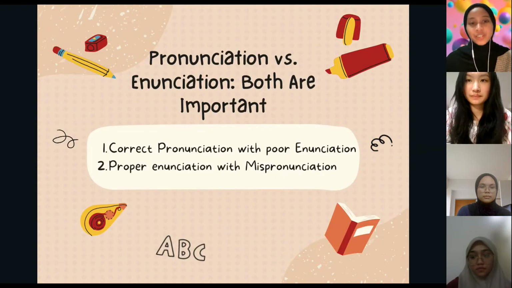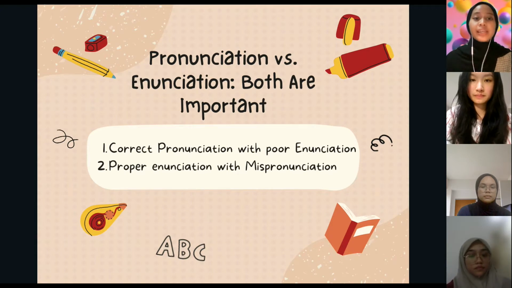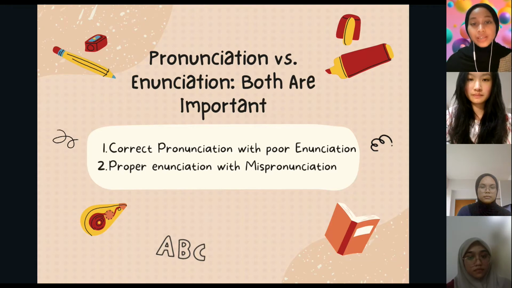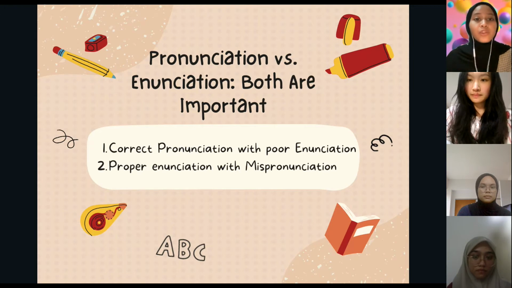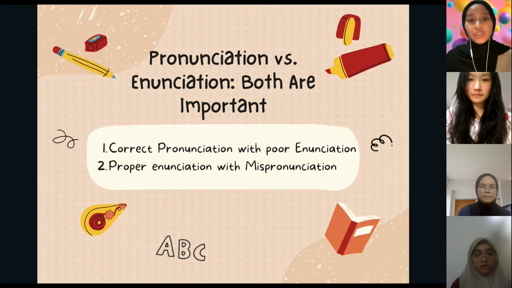So pronunciation versus enunciation, both are important. Correct pronunciation with poor enunciation: we could pronounce a word correctly but fail to enunciate properly. For example, we could make the sounds associated with a word correctly, as in pronunciation, yet mumble as we are speaking or use a rate of speech that is so fast that the words run together. And then for proper enunciation with mispronunciation, we could enunciate properly yet mispronounce some words. Like we could speak clearly and distinctly yet use the wrong syllable emphasis or letter sounds for the words that we are saying.